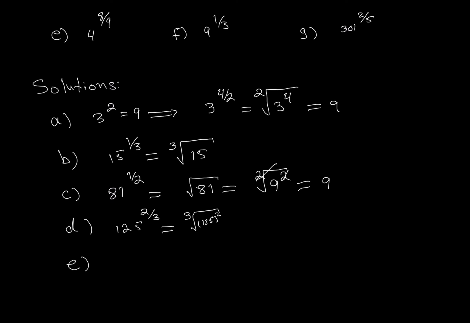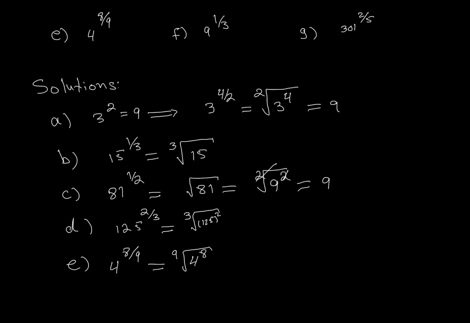So let's go to e. e is 4 to the power of 8 over 9. So we got a bigger degree root there. So we know the index here is 9, because the bottom number in the power, or the exponent, is the degree of the root, or the index of the radical, and the top is the power of the radicand.